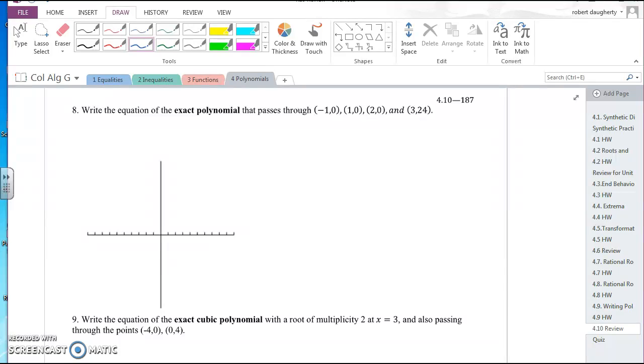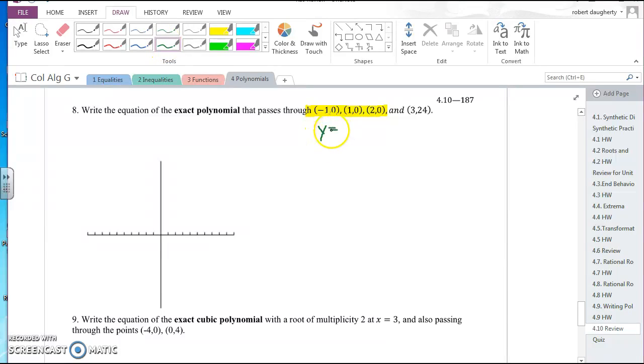So now I have the last page of the review. So we're taking a look to see about creating another polynomial equation. So write the equation of the exact polynomial that passes through all of these points, okay? Now, when you look at a list like this, those points all have y equal to 0.